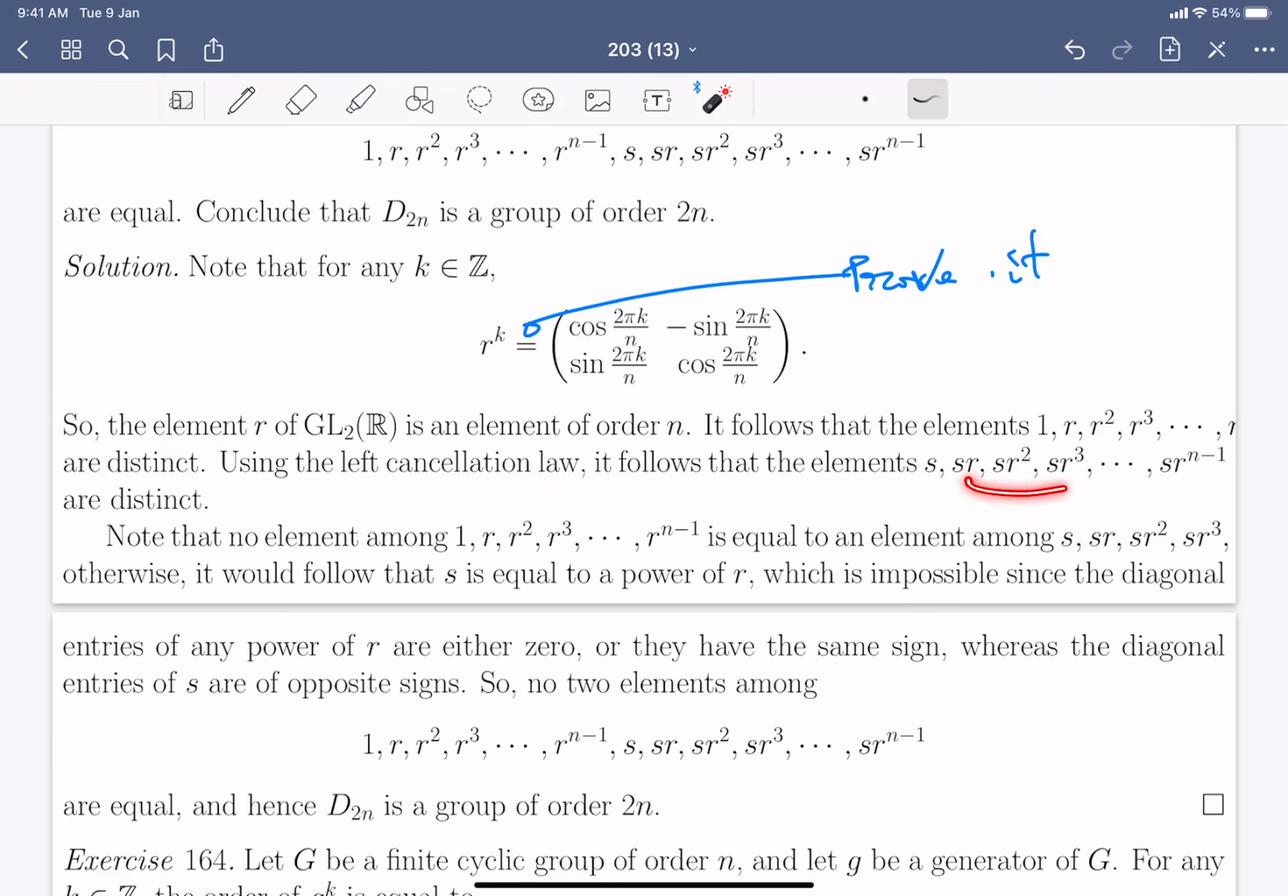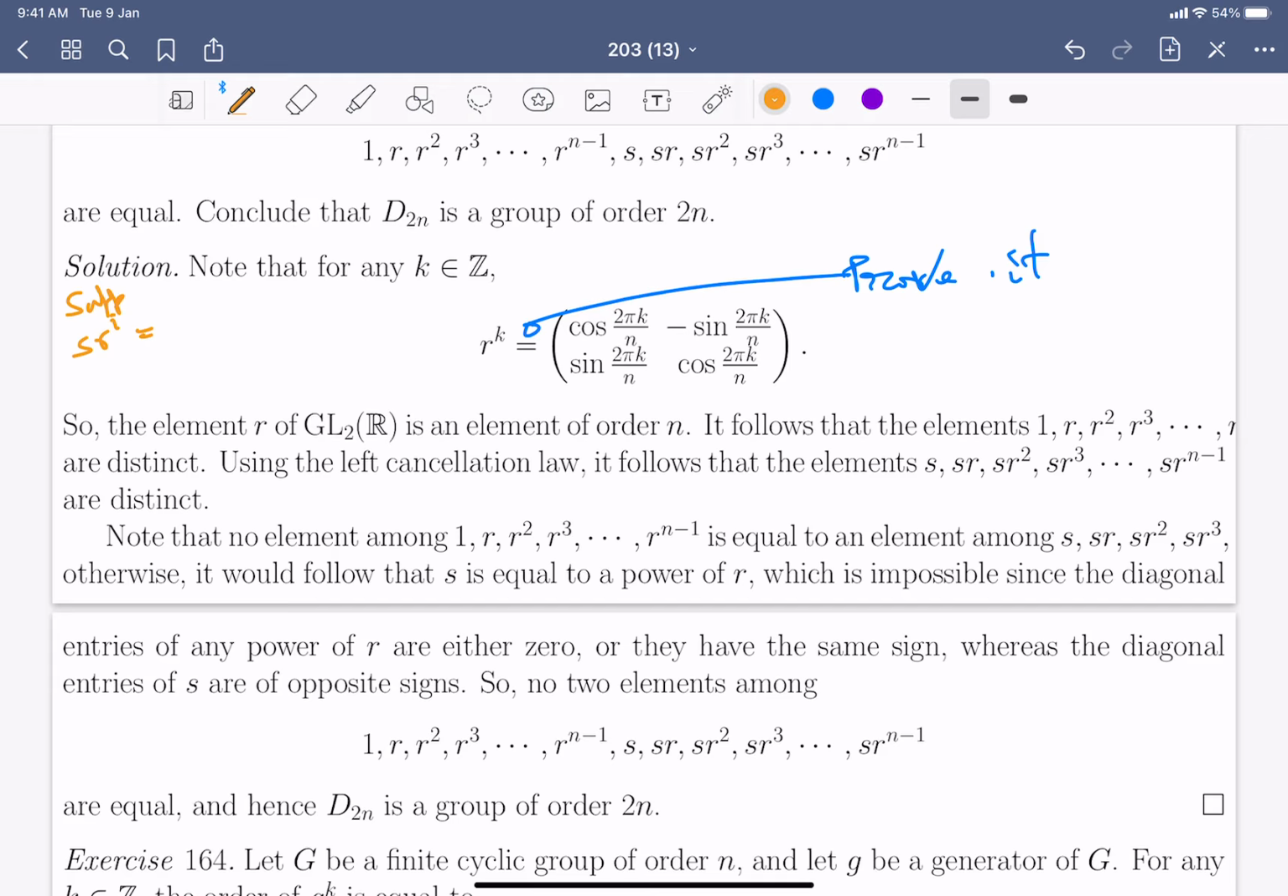I only considered the case when SR is equal to SR cubed. This is not a proof. This is just a way to somehow convince you that the statement is correct. But to see that the statement is correct, you need to go as follows. Let me just use the yellow color.